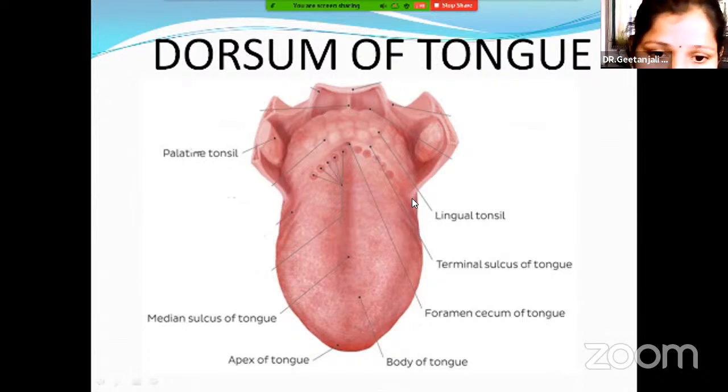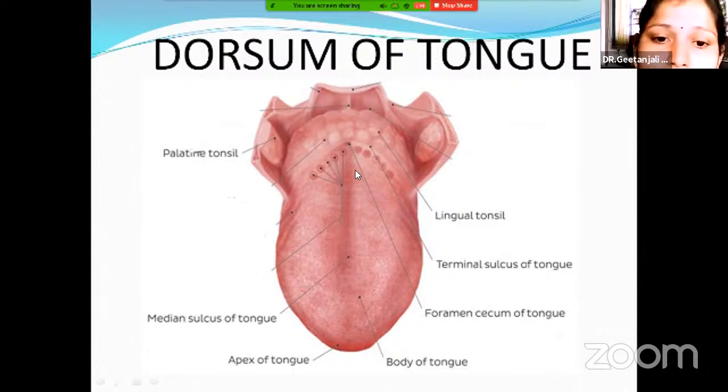This V-shaped structure divides the dorsum of the tongue into two parts. The part present in front of this V is called the oral part or anterior two-third part, and the part present behind it is called the posterior one-third part or pharyngeal part.